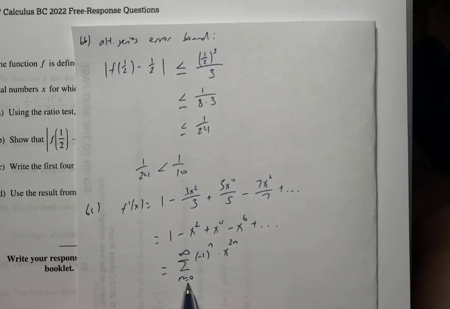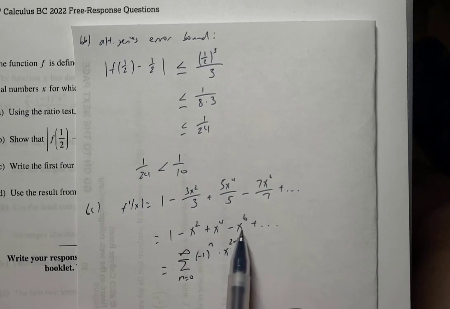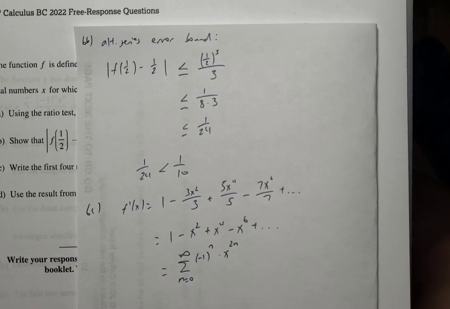Let's double check. n is 0, we get positive, and it will be x to 0, which is 1. Yep. n is 1, this is negative, we get x squared. n is 2, this is positive, we get x to the 4th. n is 3, this is negative, x to the 6. Good. We got an answer right there.